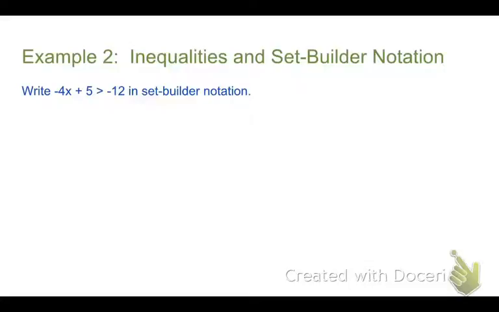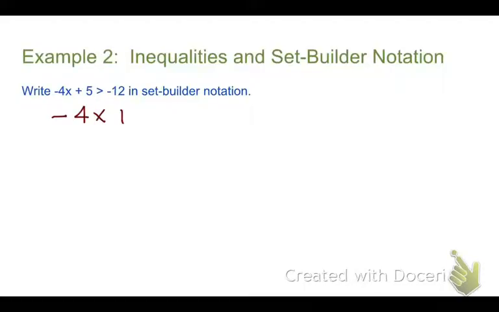Inequalities and set builder notation is the topic of our second example. In the second example, we're going to write the given inequality, which is negative 4x plus 5 is greater than negative 12, in set builder notation. Remember, we solve inequalities just like we're solving an equation. We use SADMEPS. We do the addition and subtraction first. The only difference is when we multiply or divide by a negative number, we switch the direction of the inequality.